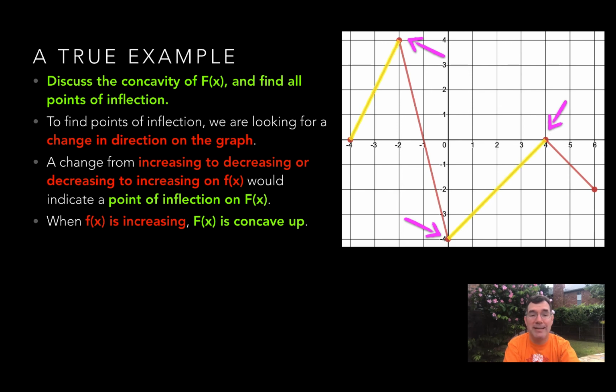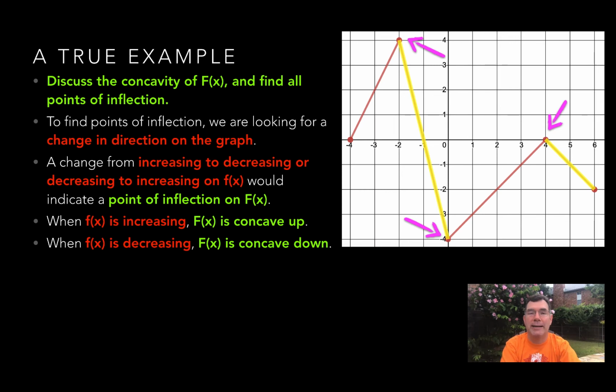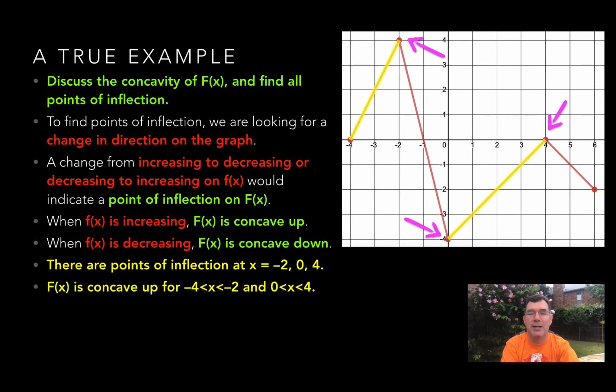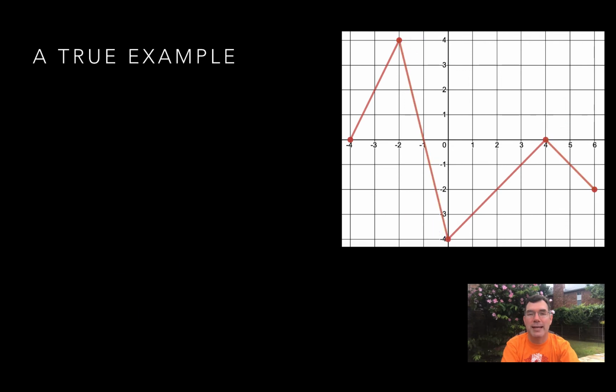Now, when the graph is increasing, what that means is capital F is going to be concave up. And when the graph is decreasing, that means that capital F is going to be concave down. All right, so I've got my points of inflection there at -2 and 0 and 4. And I notice that because the graph is increasing from -4 to -2 and from 0 to 4, the function capital F of x is going to be concave up for those x's. And then because the graph is decreasing from -2 to 0 and from 4 to 6, that means that capital F is going to be concave down over the same intervals.